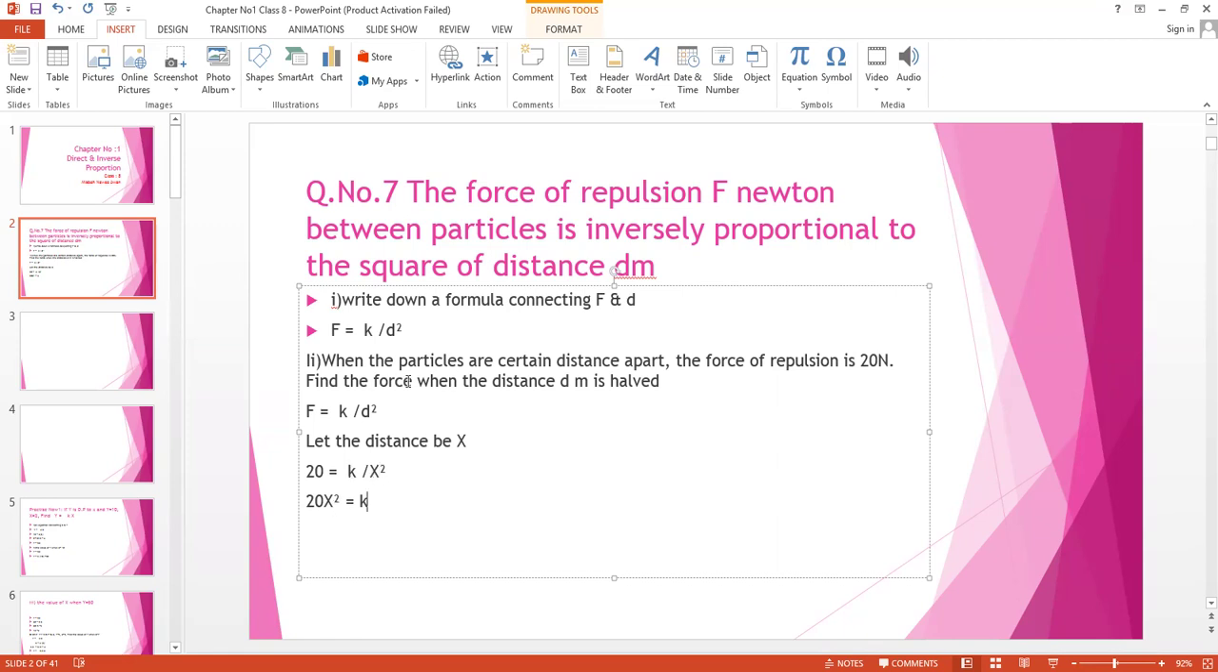So now we come to this question. They are saying, look here, find the force. Now we have to find the force when the distance is half. Now it is very easy to find the force because k is given. Firstly, I have to put this value of k in this equation. This one is a connecting equation. So in this connecting equation, I have to put the value of k.